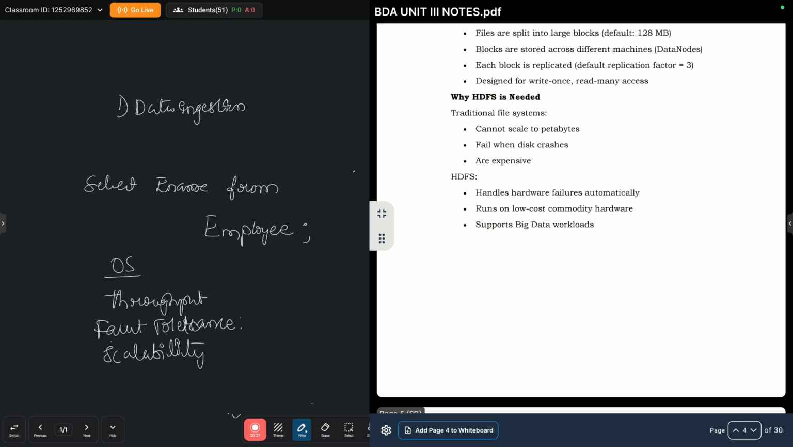What is the replication factor? It is 3. Each block is replicated, so the same block is going to be stored in 3 different places. The reduce is the aggregation kind of operations it is going to perform, merging the key value pairs.